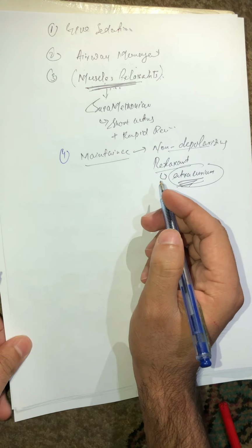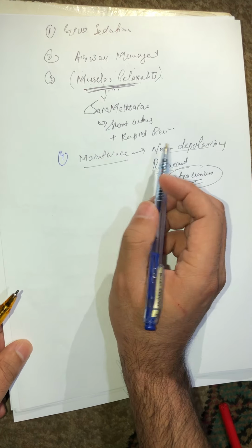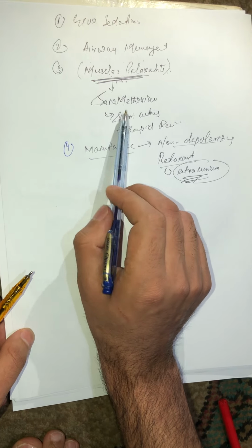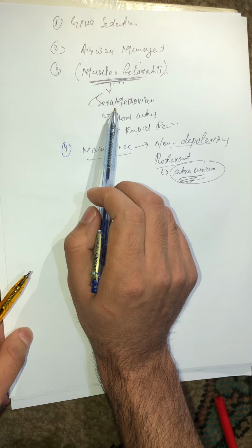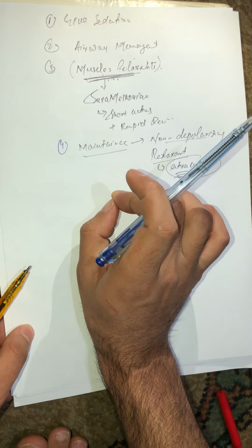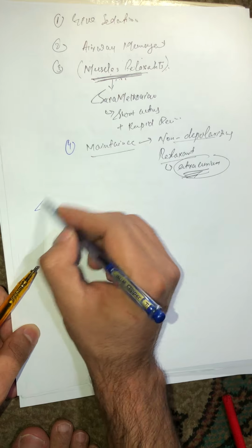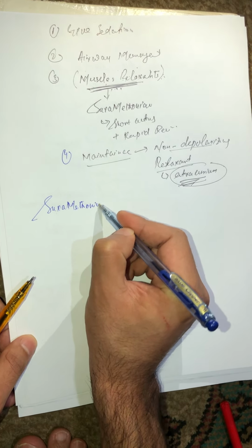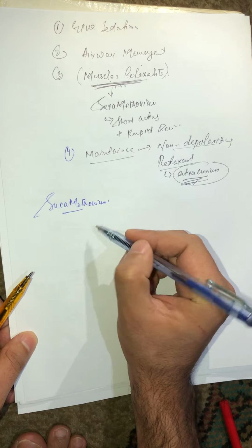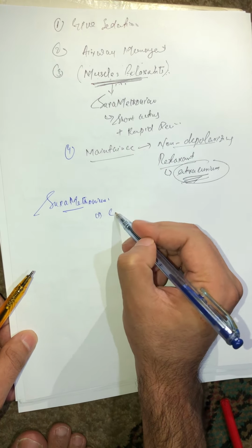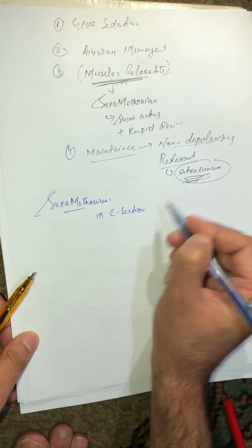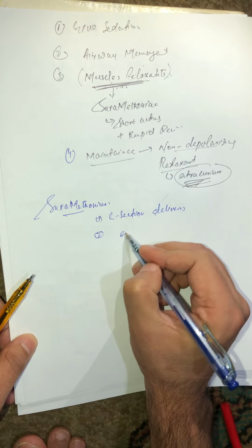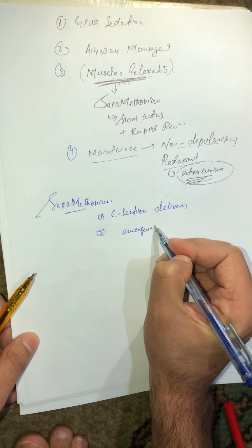Always remember that this drug, which is a short-acting and rapid recovery drug, is used generally in two types of surgeries. This is an MCQ also. It is used mainly in two types of surgery. The first one is C-section delivery, cesarean section delivery, and the second one is emergency surgery.